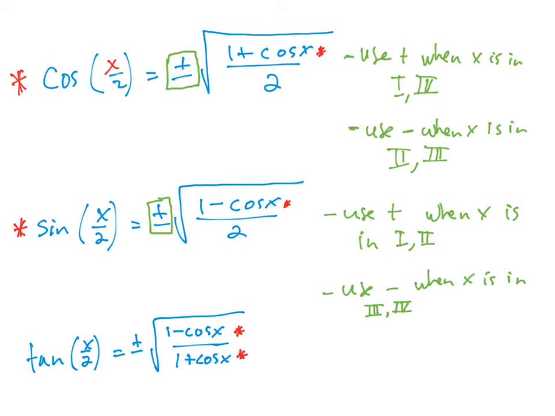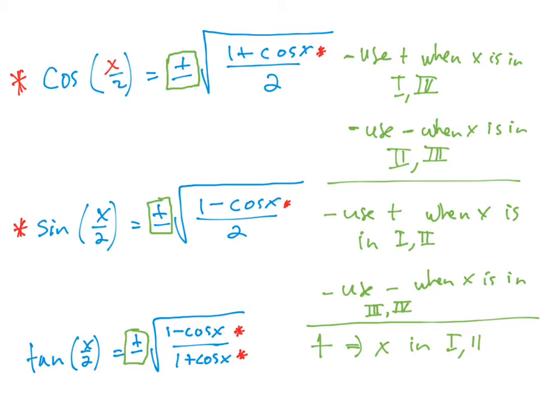And then for which sign to use, we're going to use positive when tangent is positive, so we'll use positive when x is in quadrant 1 or quadrant 3, and then we'll use a negative when x is in quadrant 2 or quadrant 4, because that's where tangent takes on a negative value.